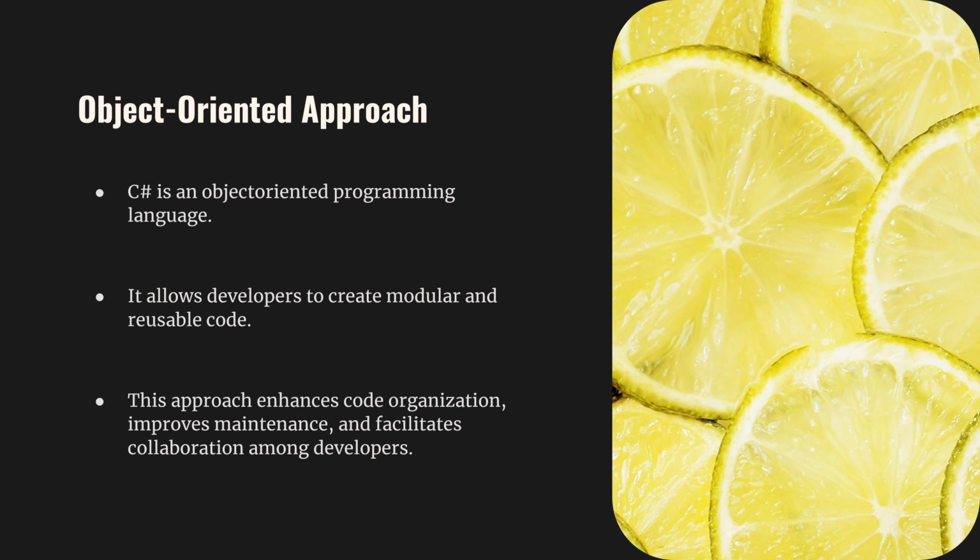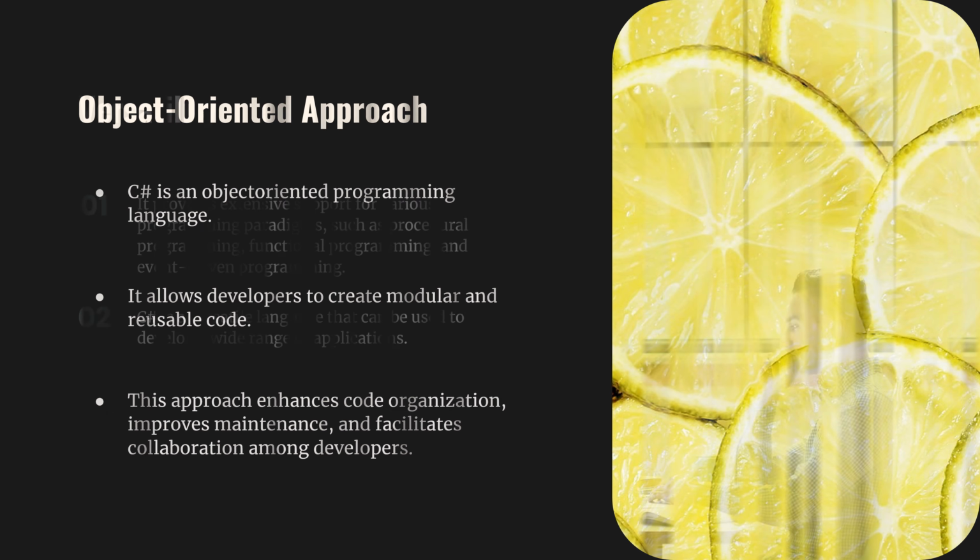1. Object-oriented approach. C# is an object-oriented programming language, which means it allows developers to create modular and reusable code. This approach enhances code organization, improves maintenance, and facilitates collaboration among developers.